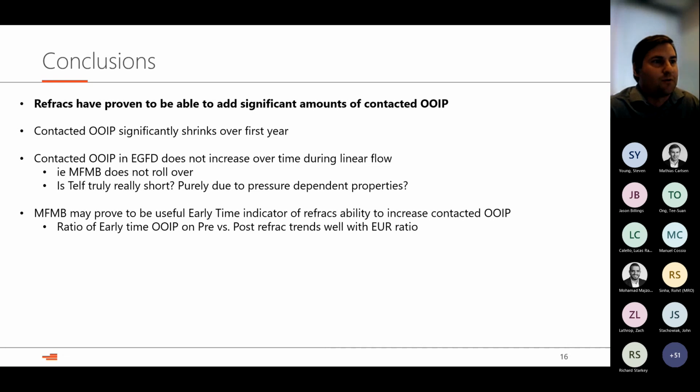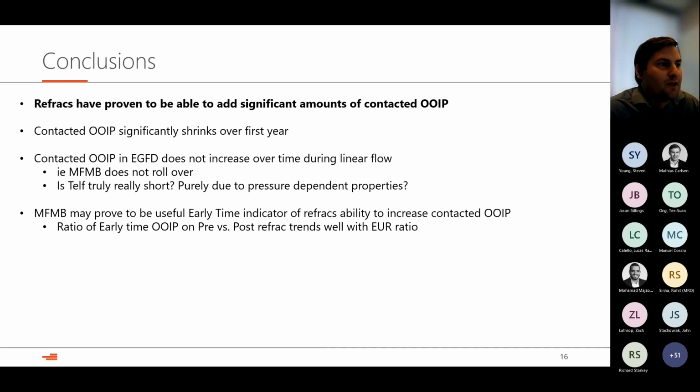And without a doubt, we feel that we're now able to show that in an RTA space, really adding significant amounts of contacted OIP on these successful refracts. And certainly it does show the same thing, that our OIP does shrink dramatically. And the timing of that is certainly something we still need to better understand, but going into multi-phase flow is going to make that complicated.